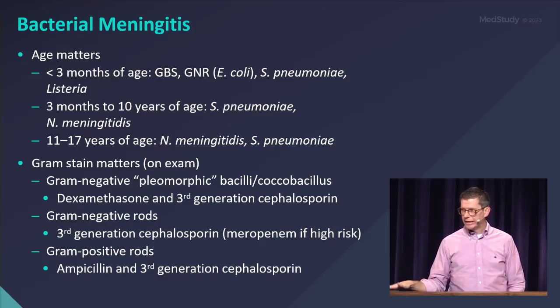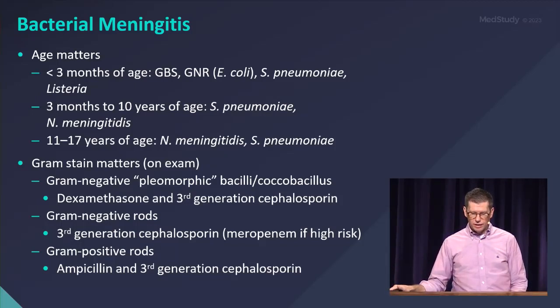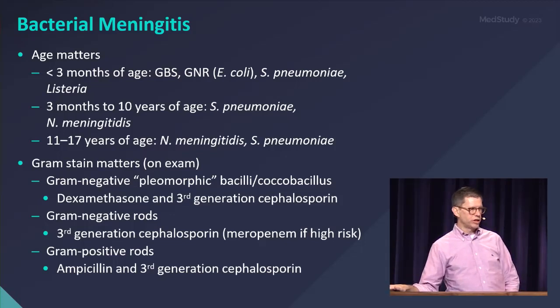On the exam, your gram stain matters, right? So gram-negative pleomorphic bacilli or coccobacillus, right? This is thinking about Hib or H. influenza serotype B. That's where you give ceftriaxone and steroids. That's really the only time on your board you're going to give steroids for bacterial meningitis.